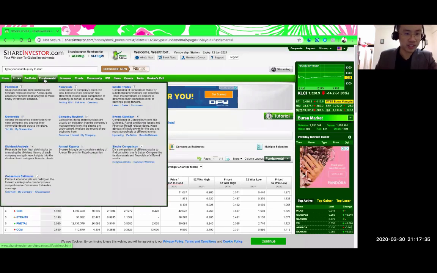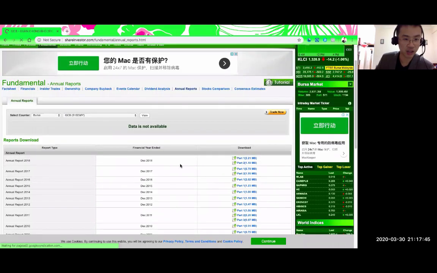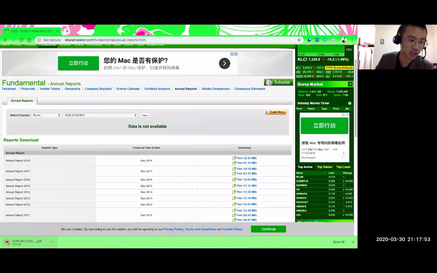I bet so. So let me go back, just now we were at the dividend analysis. Let's go back to annual reports. Okay, you can click annual reports. For example, just now we were at Guan Chong Berhad, right? So for this GCB, when you click download, yeah, the annual report is downloaded here. So you don't need to go to Bursa Malaysia to download. It's very fast.